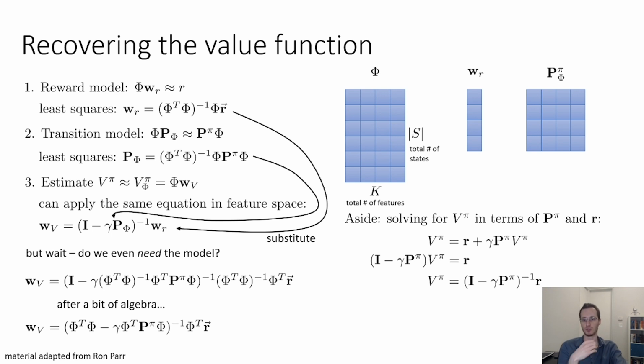And by the way, this equation for WV is exactly what you get if you do the least squares solve to minimize the Bellman error. So this is called least squares temporal difference learning. Okay, so that's nice. We can recover WV.